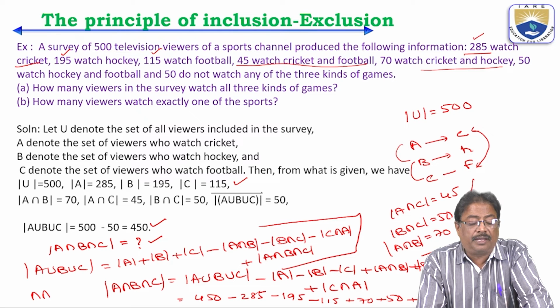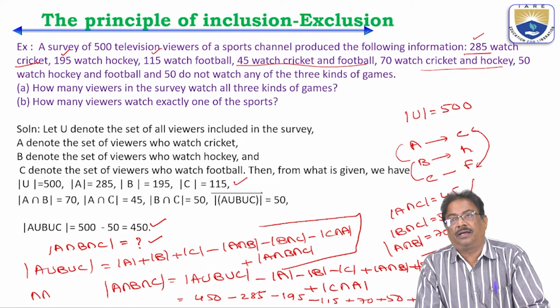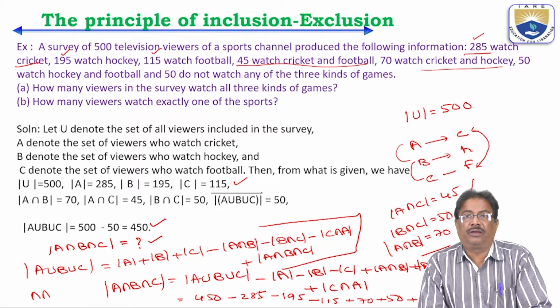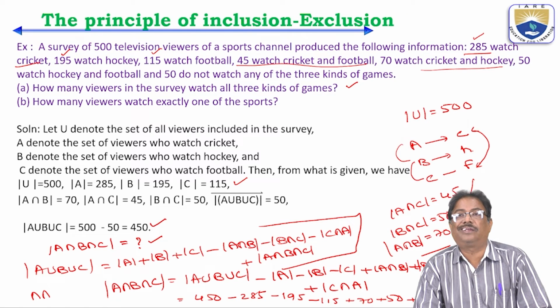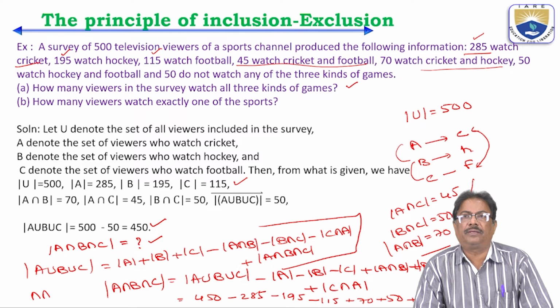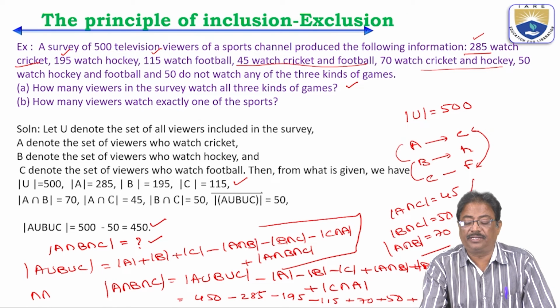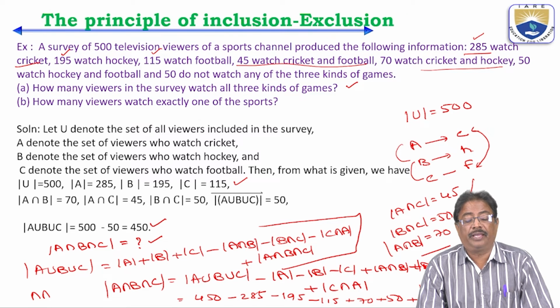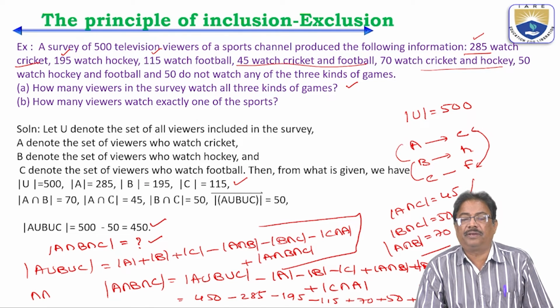So 20 candidates are watching cricket, football and hockey. That is the first question, how many viewers of the survey watch all three kinds of games. Here we have to calculate A intersection B intersection C, so for that we apply the principle of inclusion and exclusion for three sets. We get the cardinality of A intersection B intersection C equal to A union B union C minus the remaining things. Subsequently we get this as the final result.